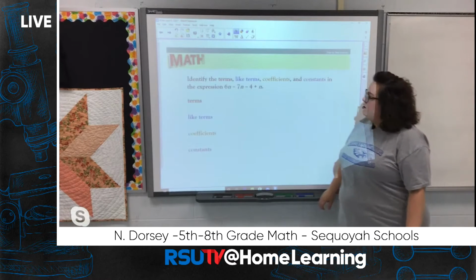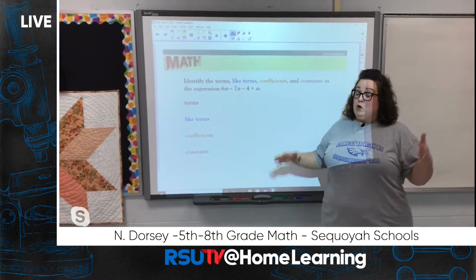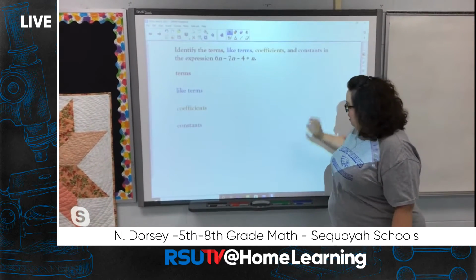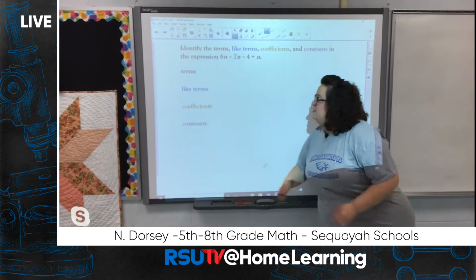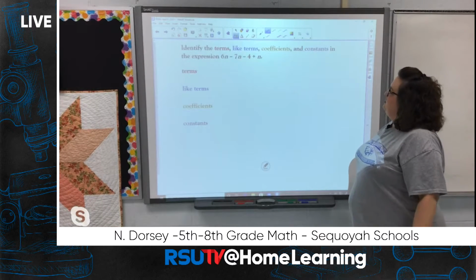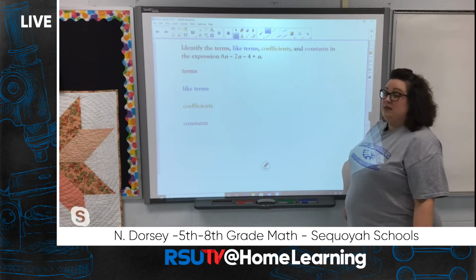All right, this is our first problem, so hopefully you guys have a sheet of notebook paper or any kind of paper, and we're going to go ahead and do it together. So this says identify the terms, coefficients, and constants in the expression 6n minus 7n minus 4 plus n.